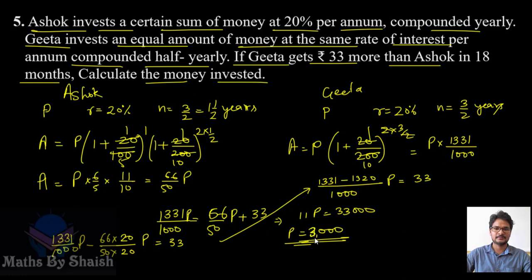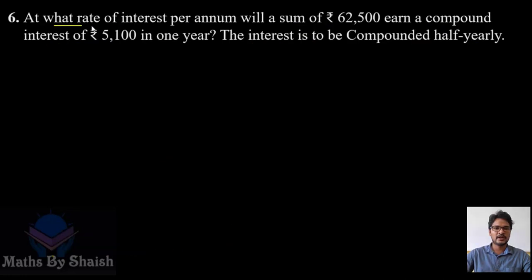Let's discuss the next one. Here's the sixth question. At what rate of interest per annum will a sum of 62,500 earn a compound interest of 5,100 in 1 year? The interest is to be compounded half yearly. This is given. So at what rate?